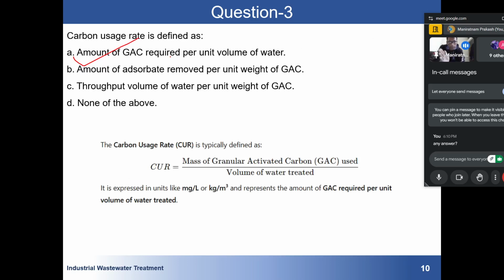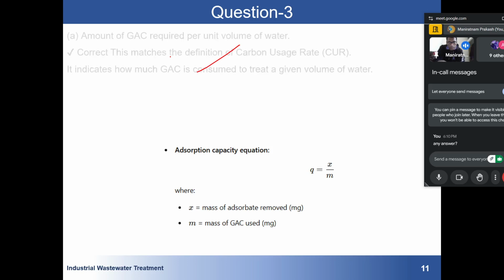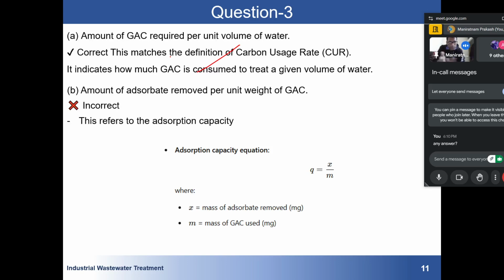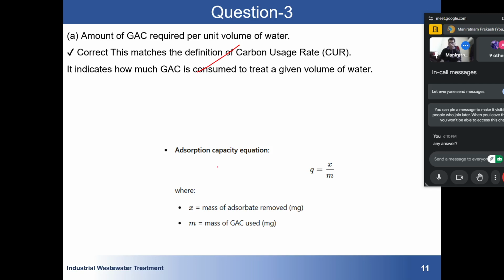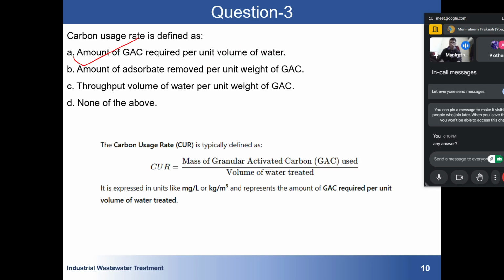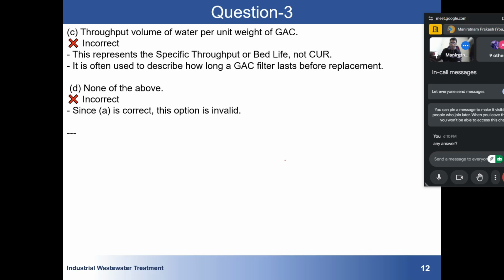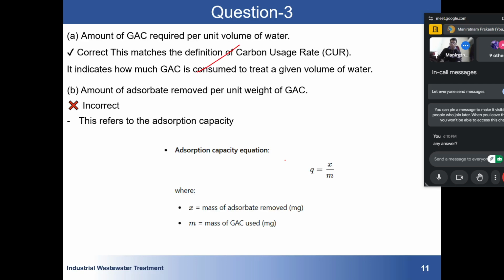To get more clarification on why it is called sorption density or sorption capacity, you can always refer to that book and read it. So x is the amount of adsorbent removed and m is the mass of adsorbent. Here the adsorbent is GAC, that is granular activated carbon. So that's why this option was incorrect.